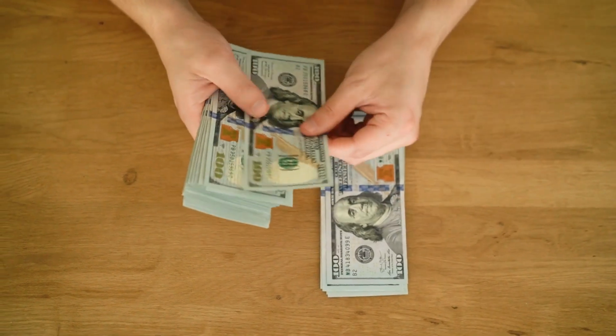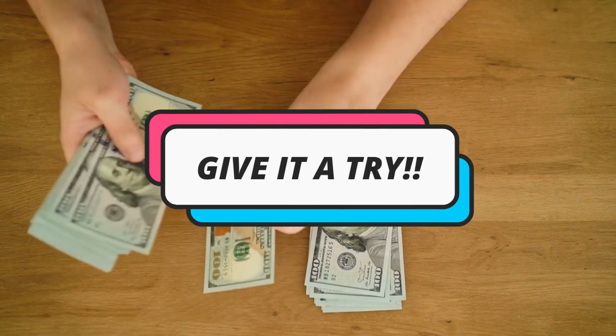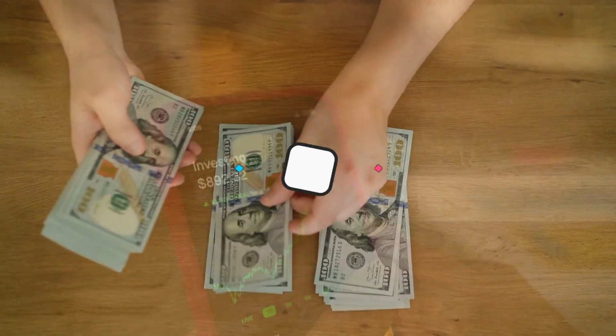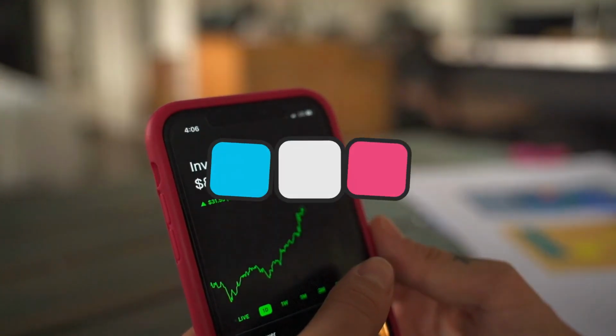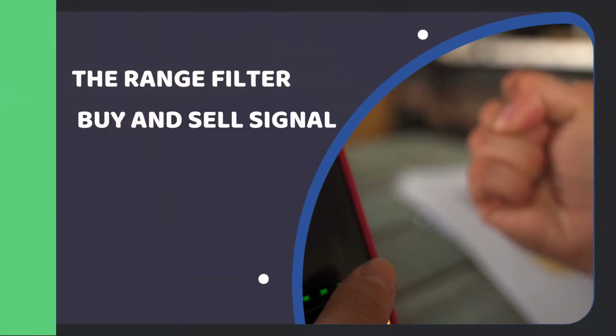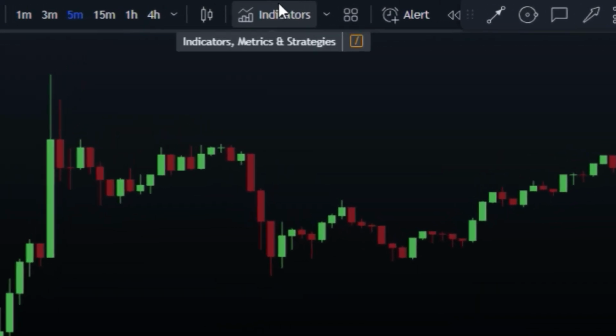This strategy is a game changer for many traders, so give it a try and see how it can improve your trading strategy. We're going to talk about an amazing tool that many traders swear by. The range filter buy and sell indicator. You can easily add it to your chart on the TradingView platform.